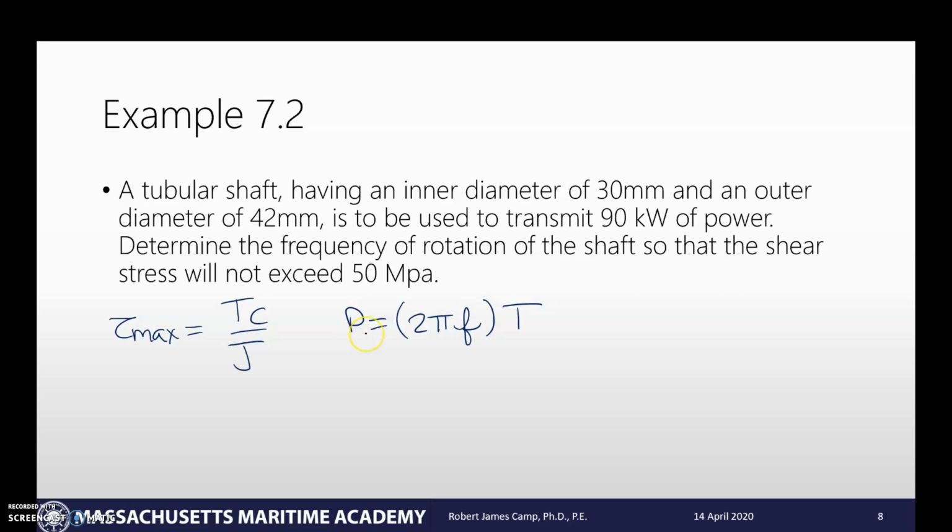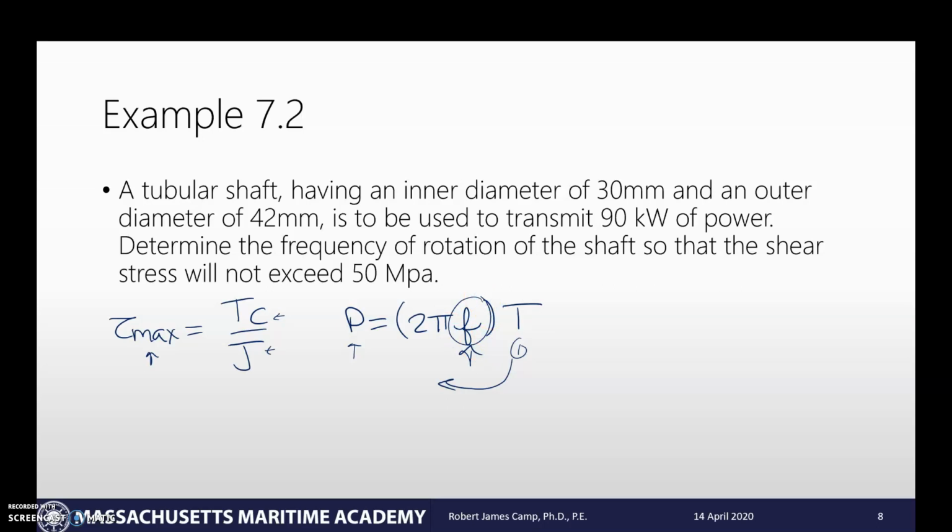Okay, so let's just take a look and see what we have in this equation. I know what my shear stress is because it's not supposed to exceed 50 megapascals. I know what C and J are because they're given in the problem. I know what P is. I'm going to be able to find torque from this other equation to finally get to my F here. So, first thing, let's figure out torque.